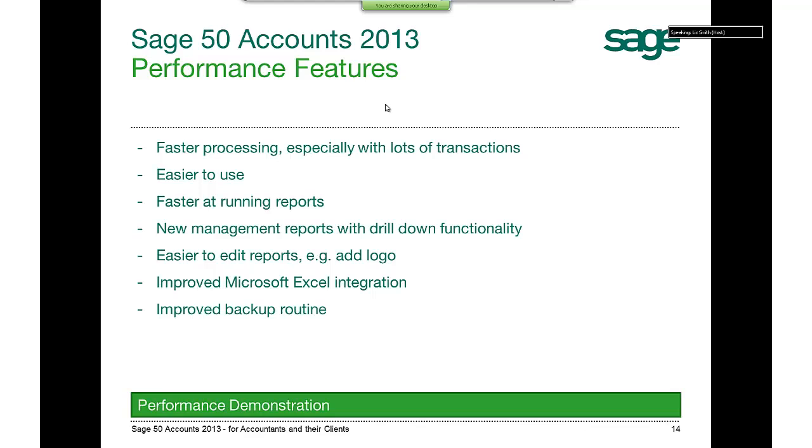So that's us had a look at all of the efficiency improvements that we've made to the recent versions of Sage 50 accounts. So now we'll come on and look at the key performance features within the software. So in general, we've made it much faster to process, especially if you've got clients that do lots of transactions. It's easier to use, it's got a simpler interface, and it's faster at running reports.